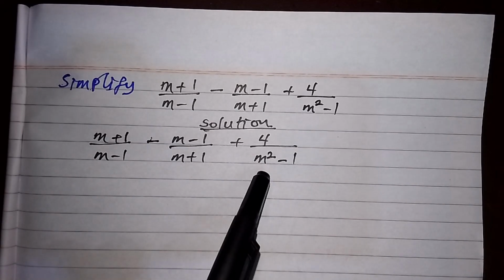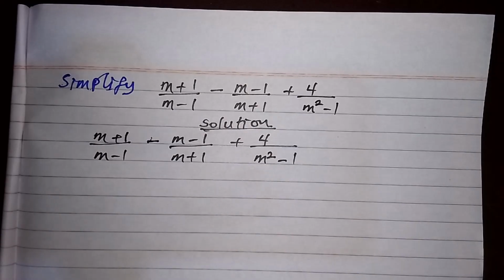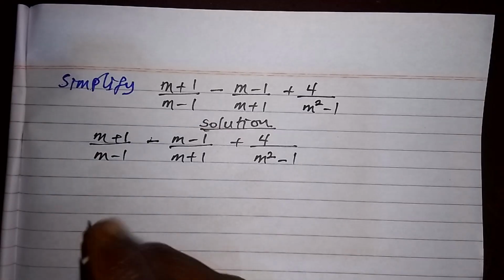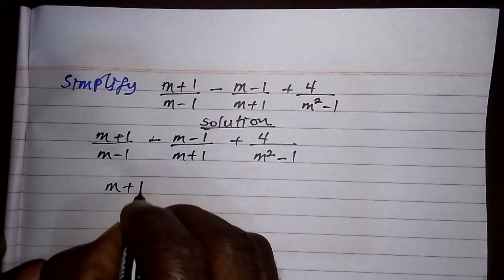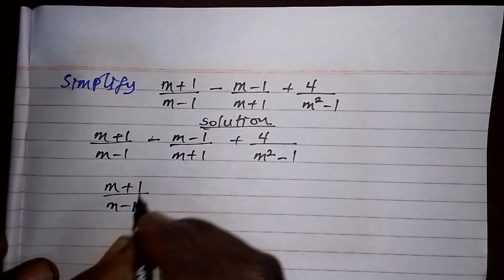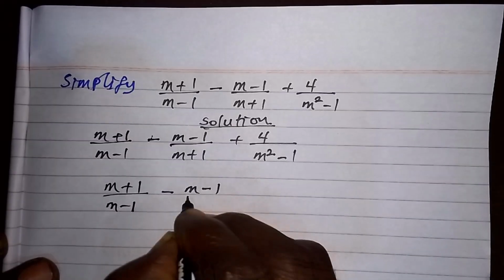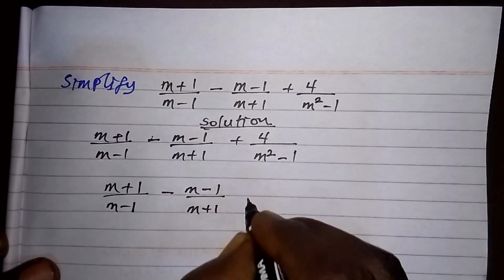Now, since this is m squared and this is 1, we have identified perfect squares. The square root of a perfect square gives us a whole number. The first perfect square is 1, because the square root of 1 is 1, whether plus 1 or minus 1. The square root of 4 is plus 2 or minus 2, they are all whole numbers. So this can be written as (m plus 1) all over (m minus 1) minus (m minus 1) over (m plus 1) plus 4.